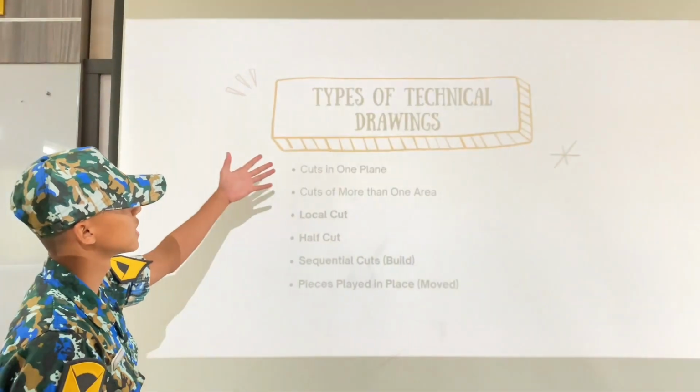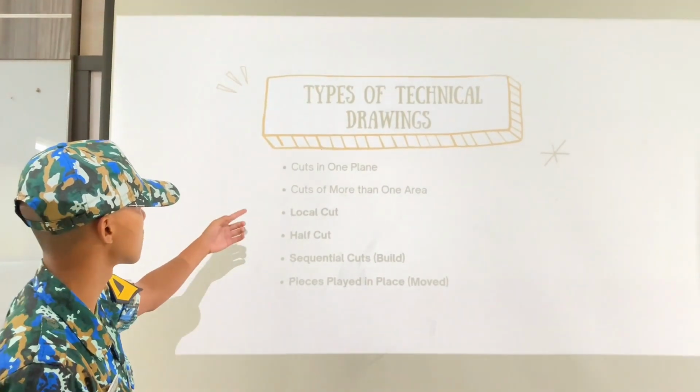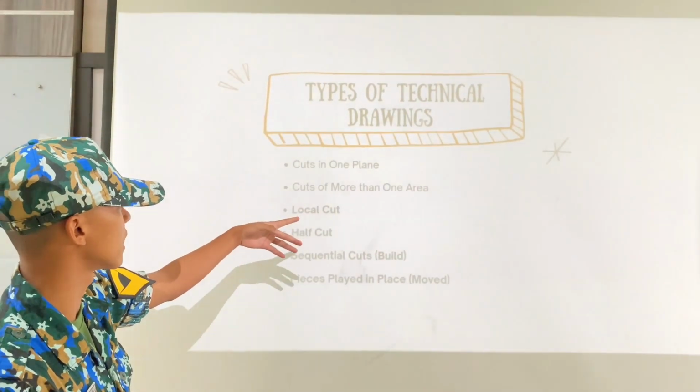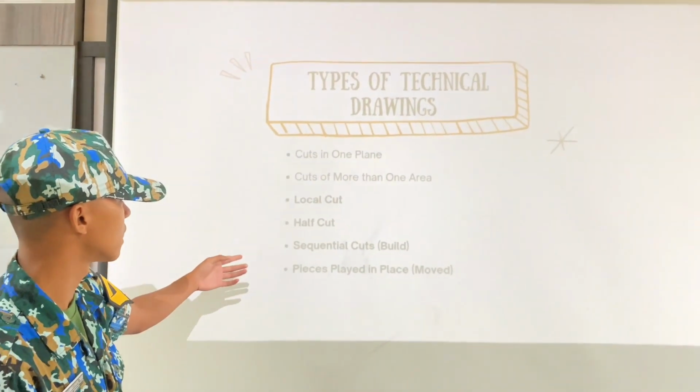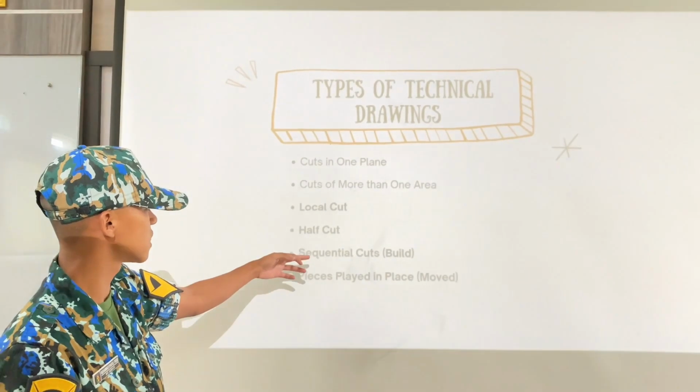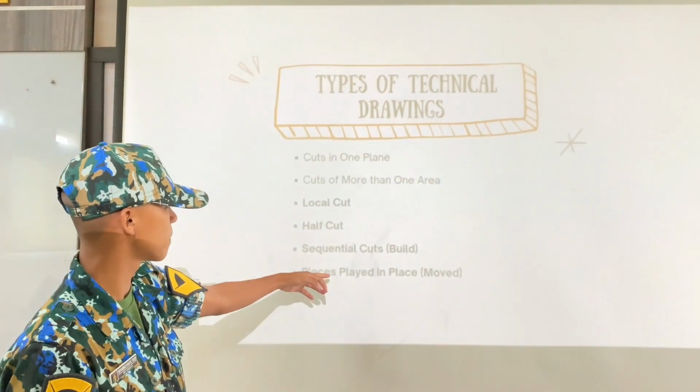Types of technical drawing sections. First, cuts in one plane. Number 2, cuts of more than one plane. Number 3, local cut. Number 4, half cut. Number 5, successive cuts. Number 6, pieces rotated in place.